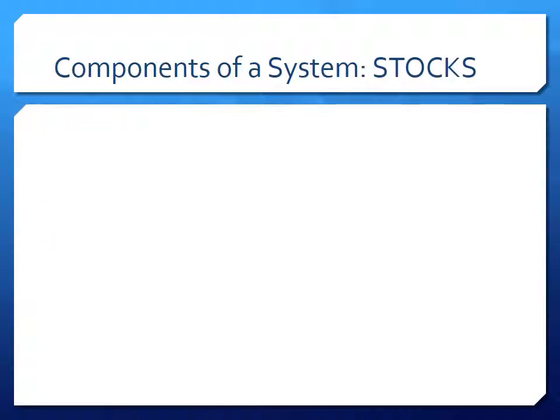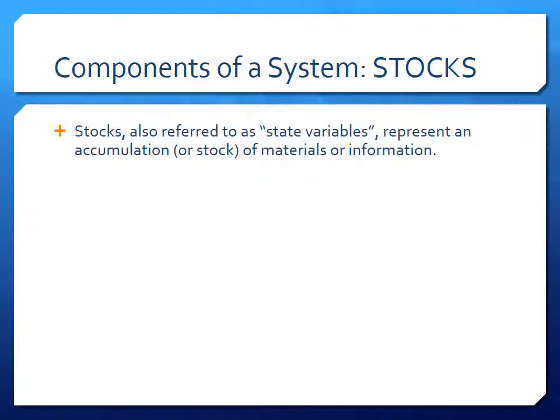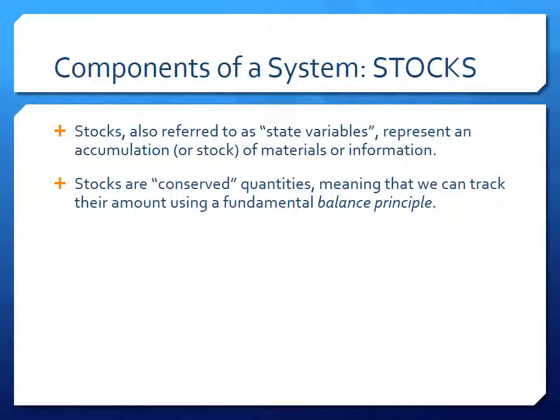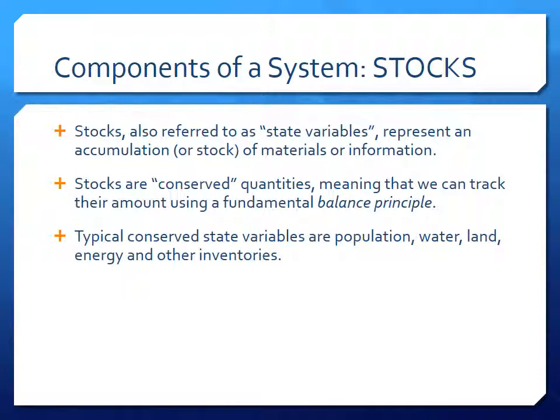Let's talk about stocks. Stocks are also referred to as the state variables. These represent the accumulation, thereby the word stock, of materials or information. So a stock is something that changes over time, that accumulates, and when we say accumulate, it could mean positive accumulation, that means that it grows over time, or negative accumulation, that means that it decays over time. Okay? And so stocks are really conserved quantities, meaning that we can track their amount using a fundamental balance principle. Typical conserved state variables or stocks are population, water, land, energy, and other inventories that you can find.